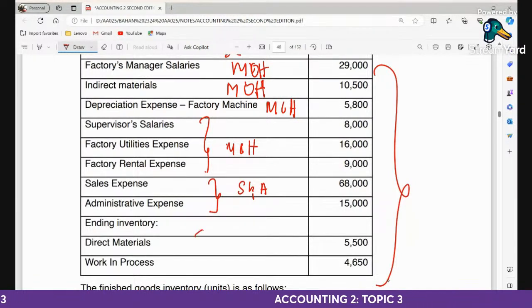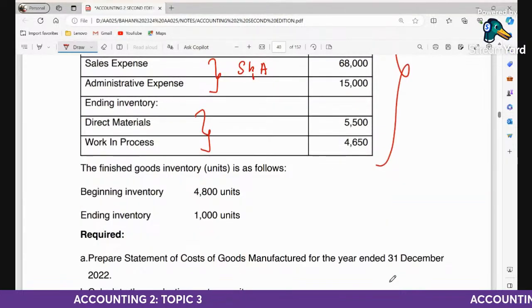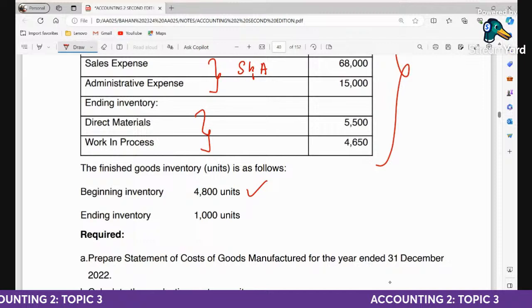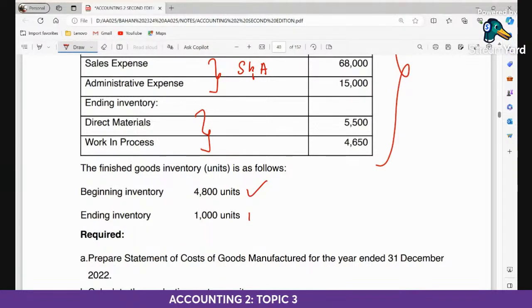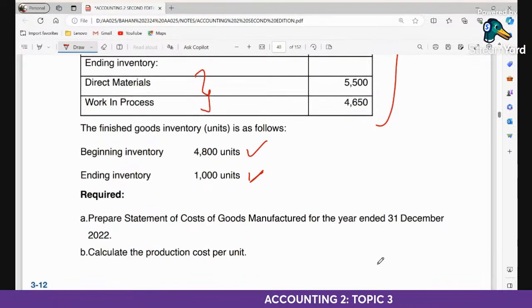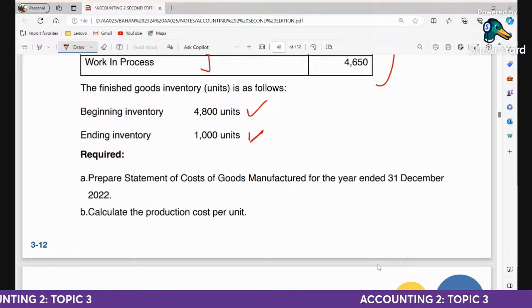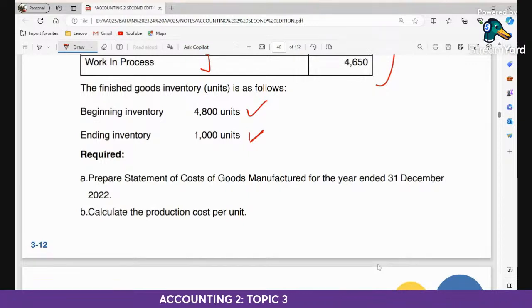Okay, yang di bawah ni dia bagi awak ending inventory lah. Okay. Alright, below dia bagi dalam unit beginning inventory untuk finished goods. Okay, so this is the beginning inventory unit for finished goods, and this is your ending inventory unit for finished goods. Okay, atau finished product. Alright. Okay, so kita nak buat statement of cost of goods manufactured. Okay. Lepas tu nak kira production cost per unit. So tak perlu nak buat suci lah. So I am just going to show you how to do COGM.